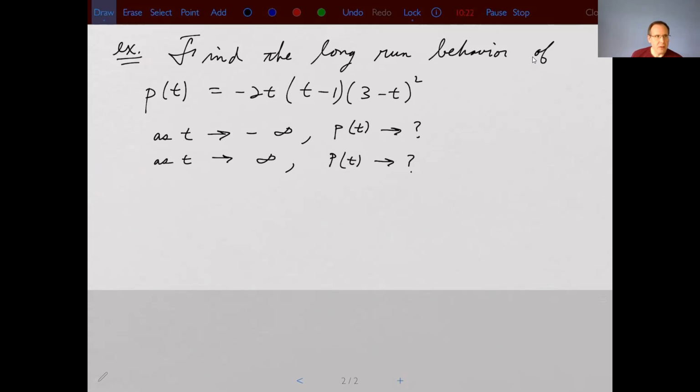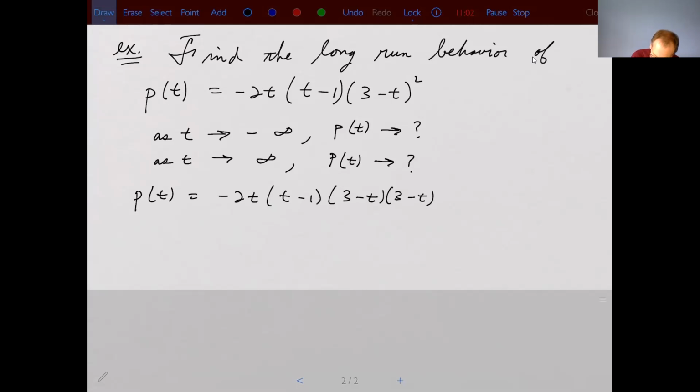Well, if you go back to an earlier section, we talked about this, and I guess this is 3.1. Remember, the long-run behavior only depends on the leading term, right, of the polynomial, the term of highest degree. So if I expand this out, so let's expand out this polynomial. So I'm going to multiply this out. I'll do 3 minus t squared first. So let me just leave this here. And I want 3 minus t squared means times itself, times 3 minus t.